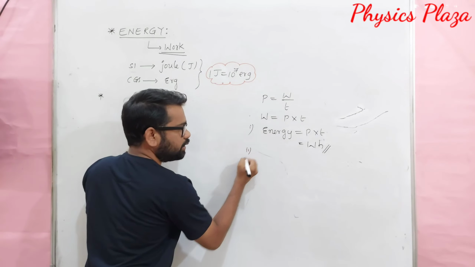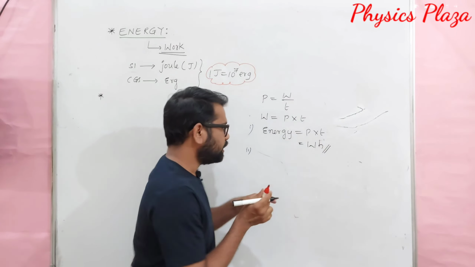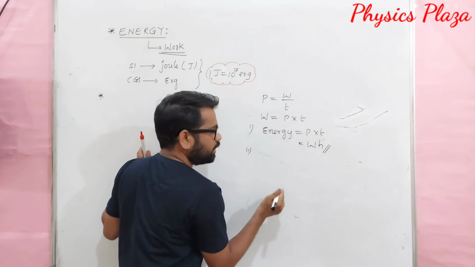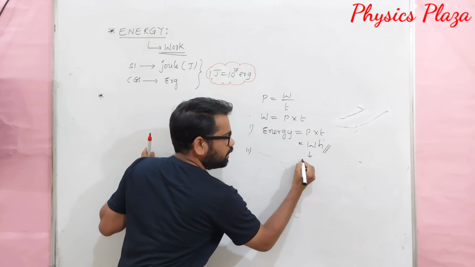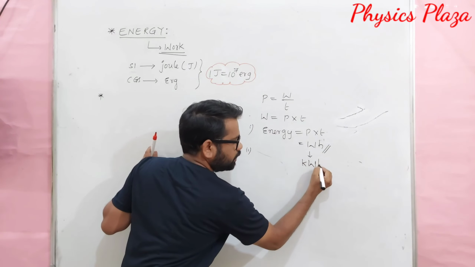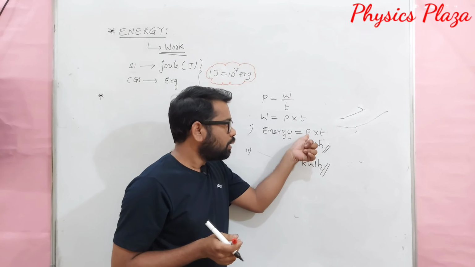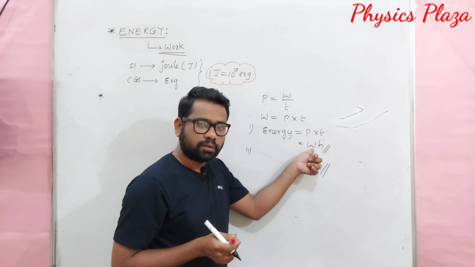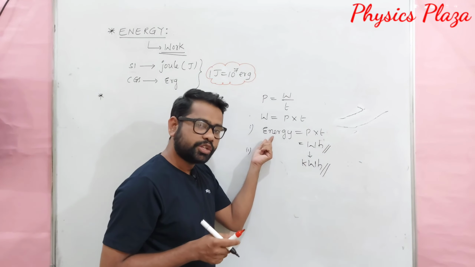And one more thing is that watt is a unit of power, as I said. We can also express the power in terms of kilowatt. Kilowatt also we can measure. Then it will become kilowatt hour. Children, try to understand here. If you express the power in terms of watt, then watt hour will be the unit of energy only.